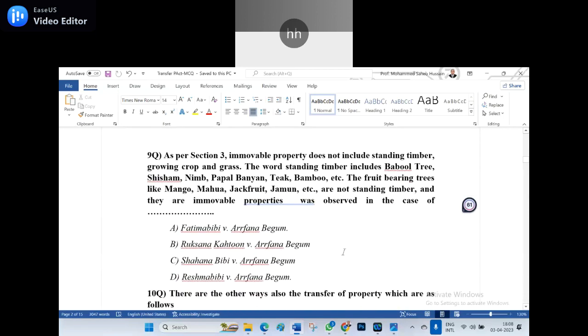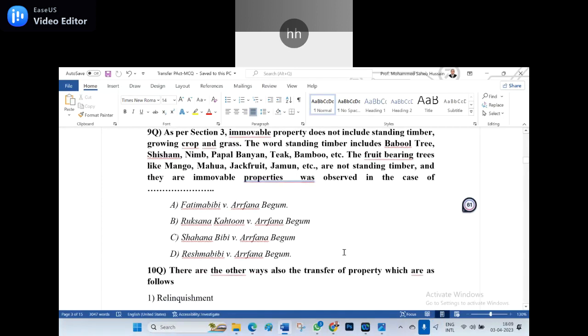Okay, now ninth question. As per Section 3, immovable property does not include standing timber, growing crops and grass. The word standing timber includes the babul tree, shisham, neem, peepal, banyan, teak tree, bamboo. Fruit-bearing trees like mango, mahua, jackfruit, jamun, etc. are not standing timbers and they are immovable properties. This was observed in the case of dash.